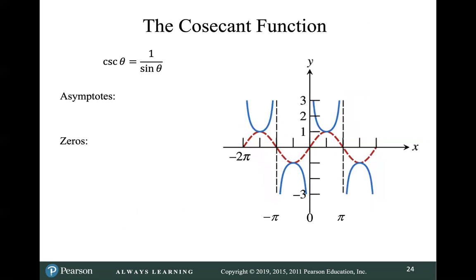Okay, so we saw secant. Let's look at cosecant. Cosecant relates to sine of theta. We're looking at wherever sine of theta is 0, gives us an asymptote. And that happens at the multiples of pi.